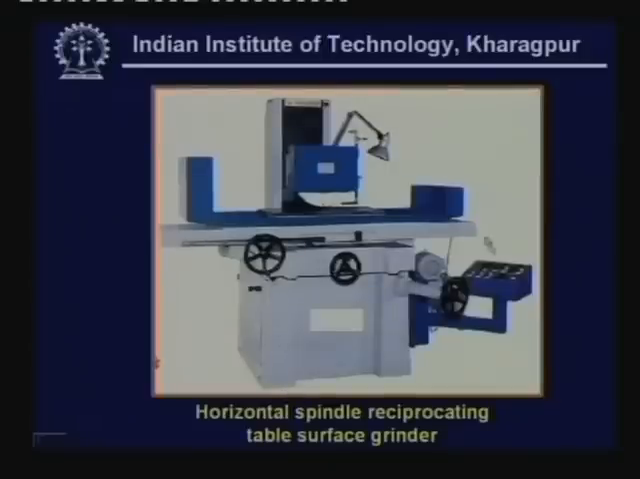This is the actual photograph of a typical surface grinder. This is the wheel head, the column, the base, this is the work table. We can see three hand wheels, 1, 2, 3. This one is used for manual movement of the work table in the longitudinal direction. It can, of course, be automatically fed. This wheel is used for transverse movement of the work table, and the third one is to provide the down feed for the wheel, this grinding wheel.